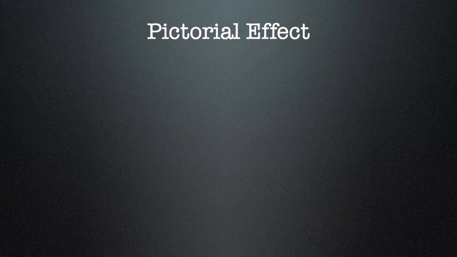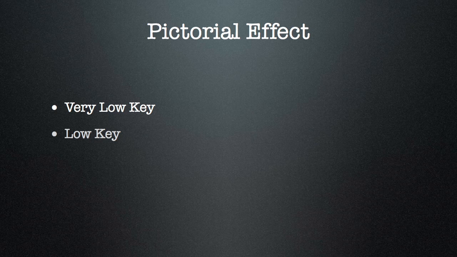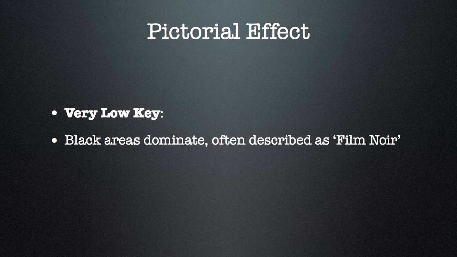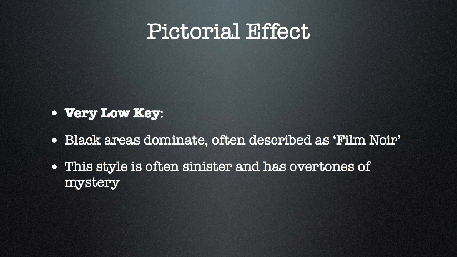Pictorial Effect. So let's have a look at this now. This is kind of drilling down a little bit further into these lighting styles, really. We have very low key, we have low key, we have high key, and we have very high key. So let's have a look at how these play out. So very low key, the black areas dominate, and this is often described as film noir. It conveys a very sinister overtone into the picture.